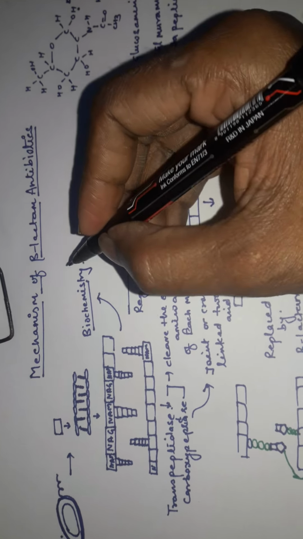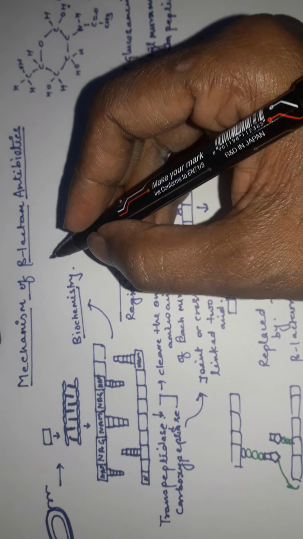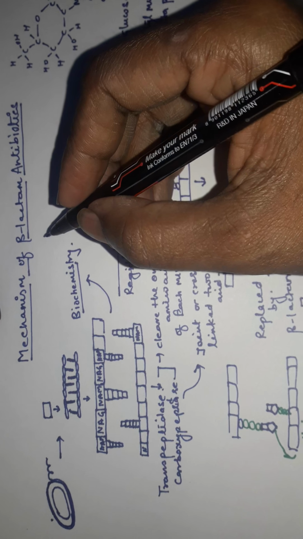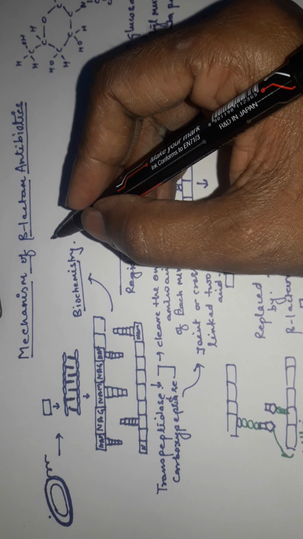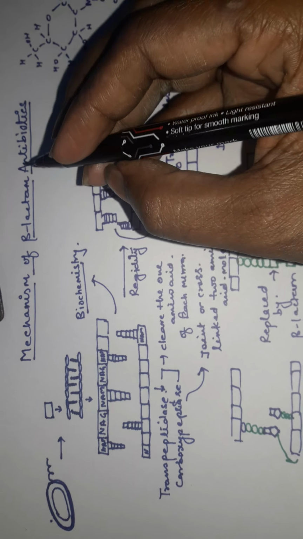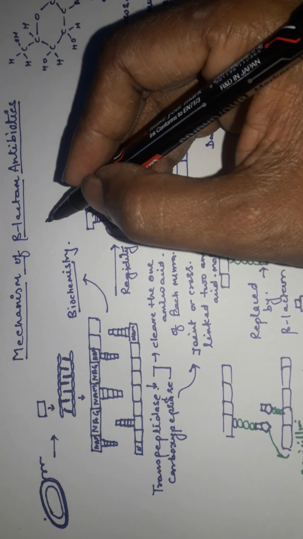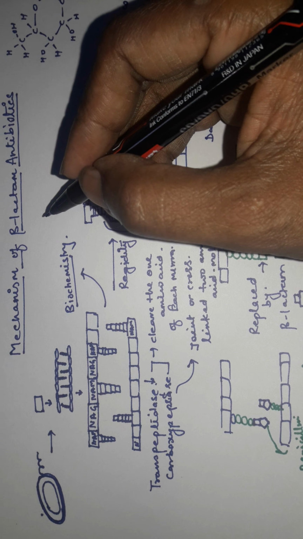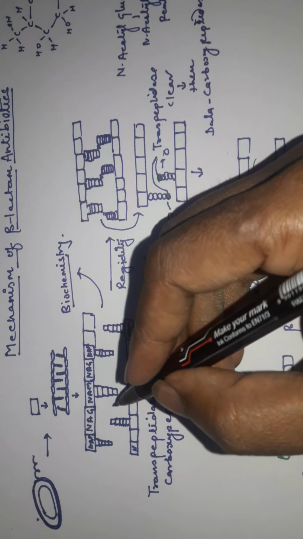So hello friends, today we will discuss the mechanism of beta-lactam antibiotics. Mainly, these beta-lactam antibiotics inhibit cell wall synthesis. How they inhibit cell wall synthesis, we will see through the diagram.